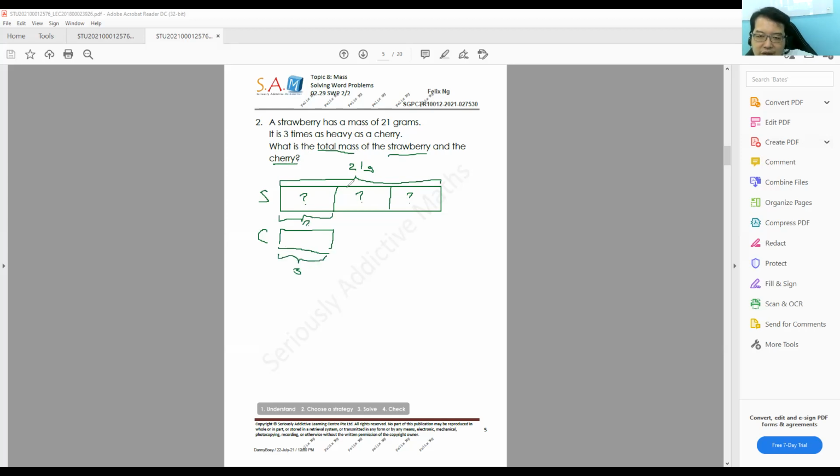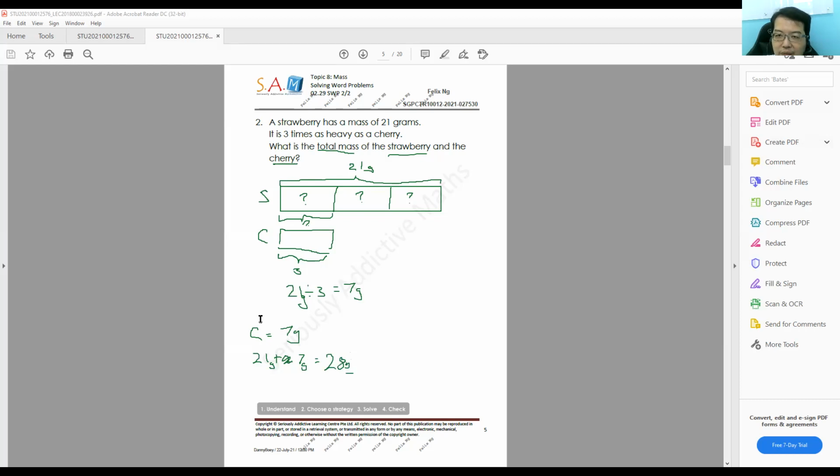So how do we do this? Look at this. 21 grams, there are 3 units, or 3 rectangles. So that means 21 grams divided by 3 equals 7 grams. So cherry is equal to 7 grams. Strawberry and the cherry will be 21 plus 7. 21 grams plus 7 grams equals 28 grams.